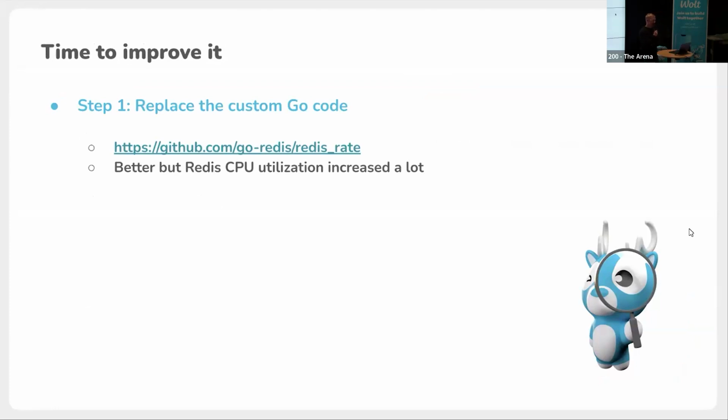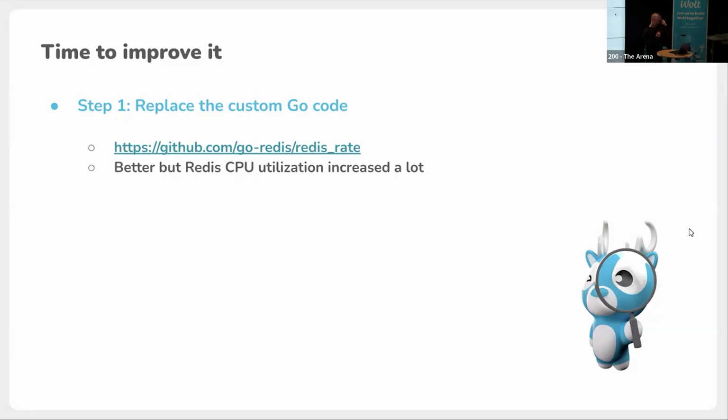The first thing that we did, we got rid of the custom code, and we started using this Redis rate library. It's a nice little library. This already halved our calls to Redis, because with Redis rate, we're able to make a single request to Redis. It runs some Lua code, figures out the rate limiting for us, and then returns the result. So that's cool. That's what we were looking for. Gonna get those Redis calls down.